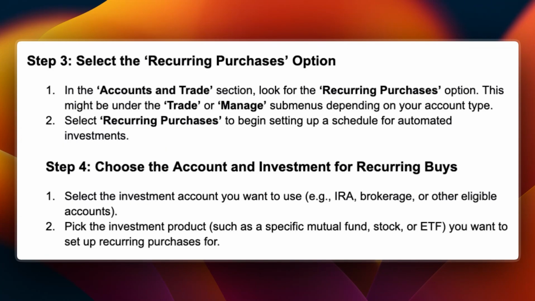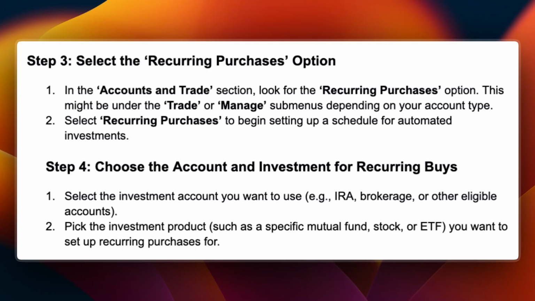And step number 3 is to select the recurring purchases option. So in the Accounts and Trade section, look for the recurring purchases option. This might be under the trade or manage submenus depending on your account type. So select recurring purchases to begin setting up a schedule for automated investments.